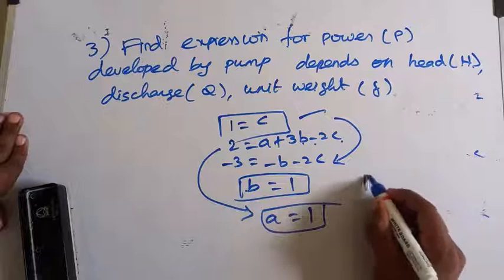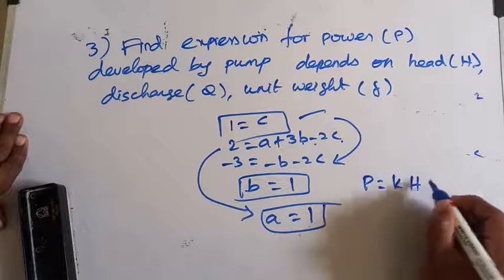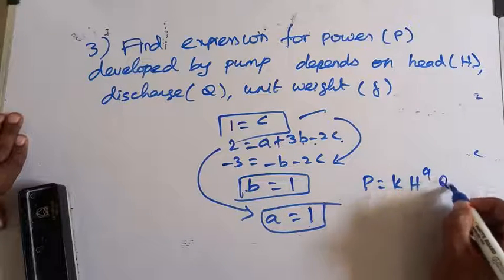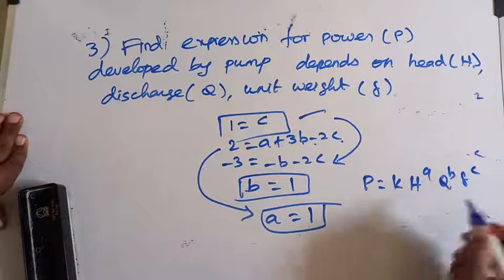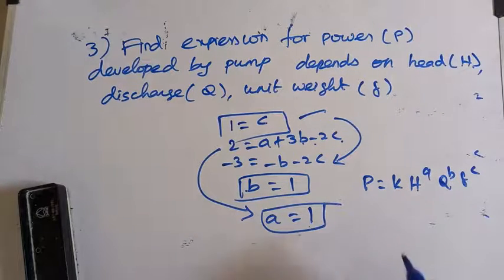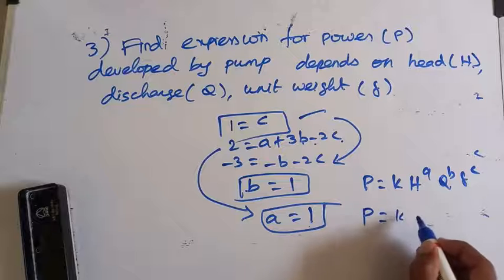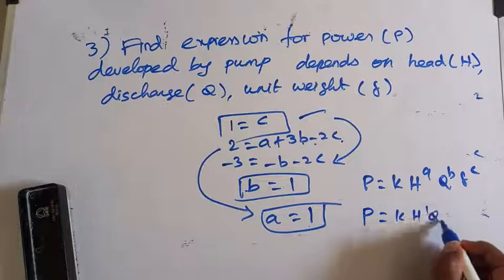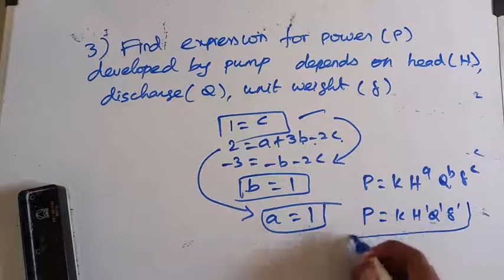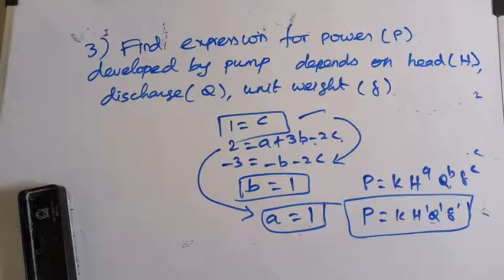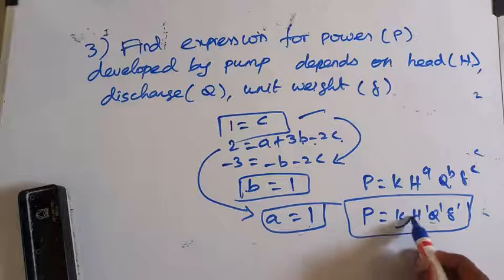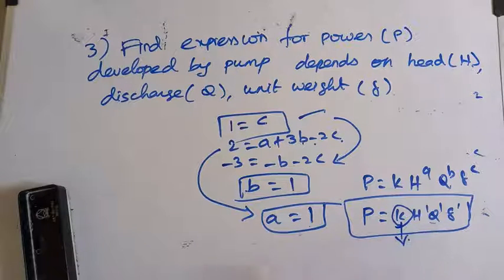If I substitute these values in h power a, q power b, unit power c, if I substitute everything, then I will get P is equal to k into h power 1, q power 1, unit power 1. So this is the required expression for power. We can check by using experiments and calculate these constants. Okay, these are the three problems we discussed in Rayleigh's method.